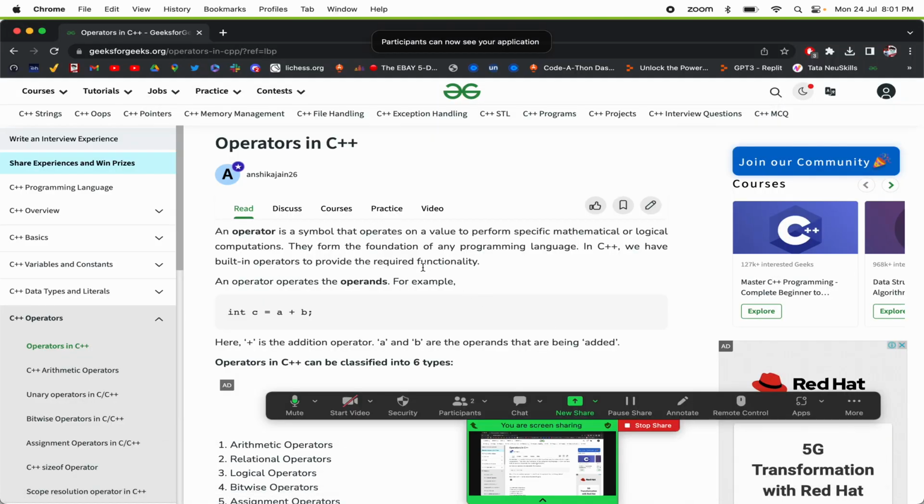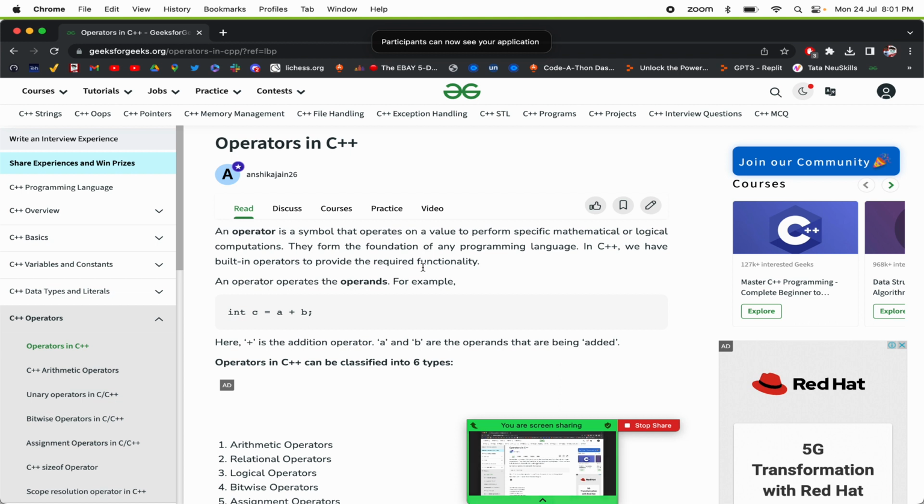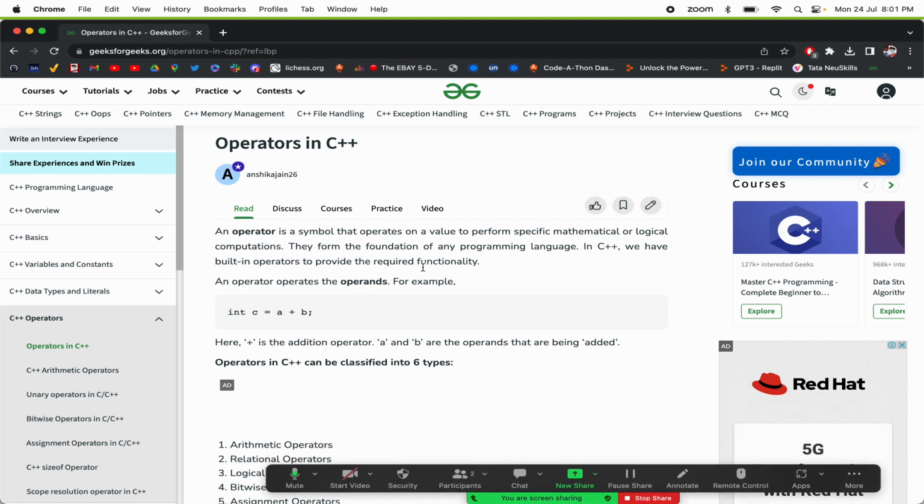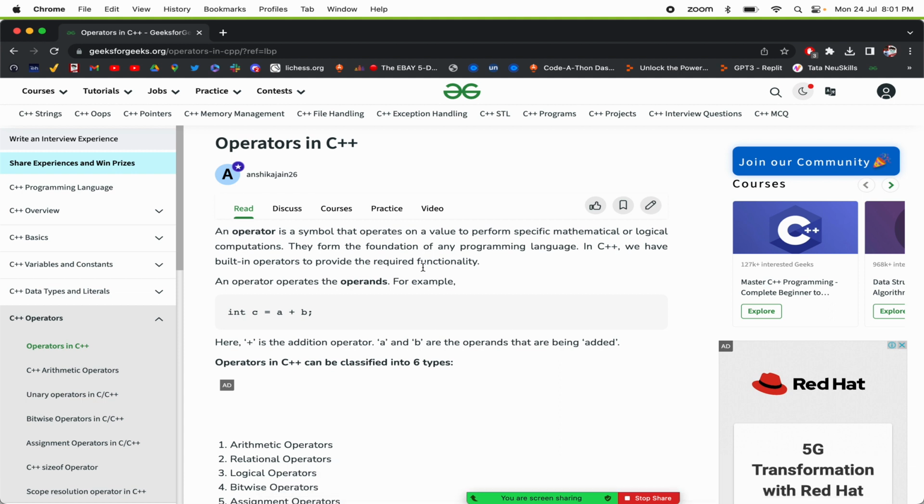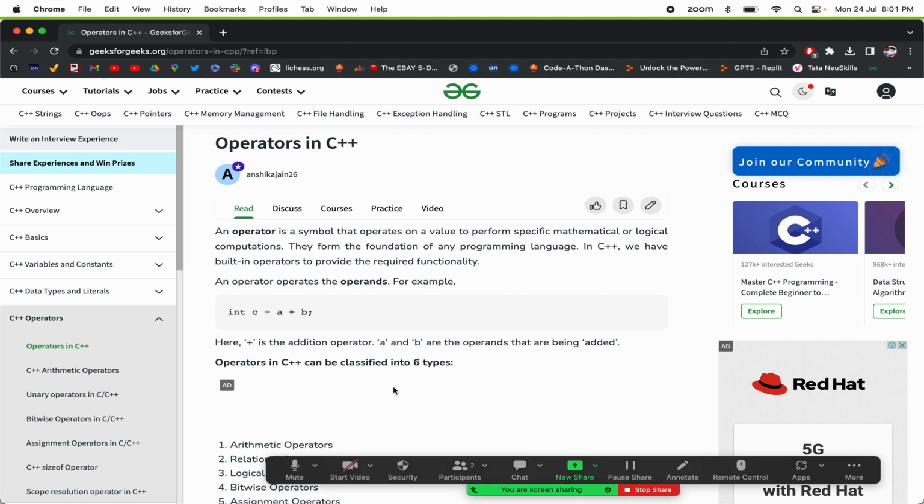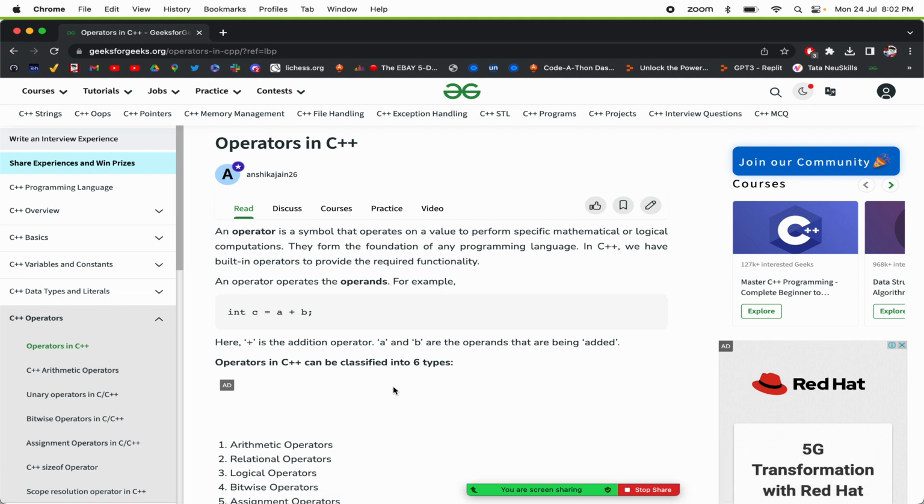All right, so we are going to do operators in C++. An operator is a symbol that operates on a value to perform specific mathematical or logical computations, like your plus, minus, all of these are operators. They form the foundation of any programming language. Without operators you would not be able to do much in programming, so operators are very important.